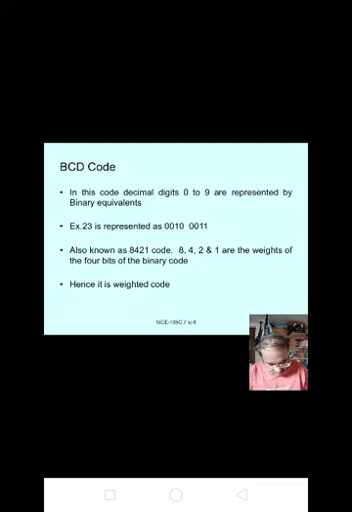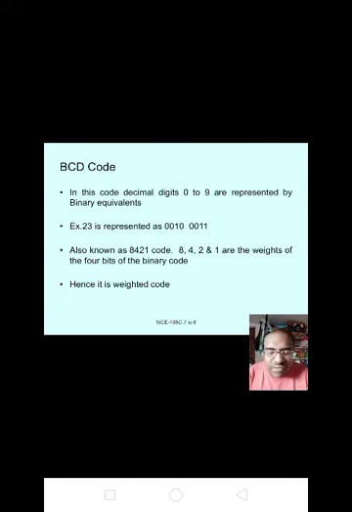Another one, 10: 1 means 0001 and 0 means 0000. Another one, 45: 0100 and 0101. These are several examples for the BCD code. It is also known as 8421 code. 8, 4, 2 and 1 are the weights of the 4 bits of the binary code.